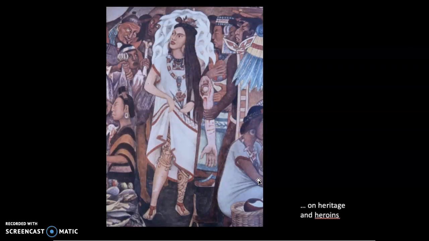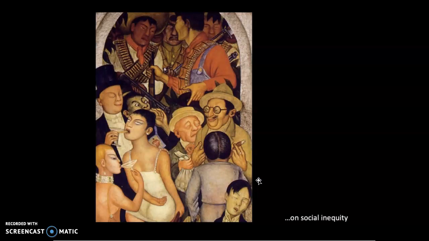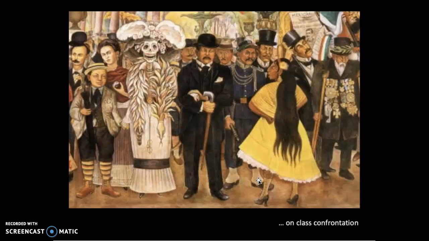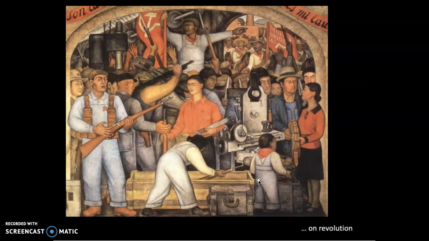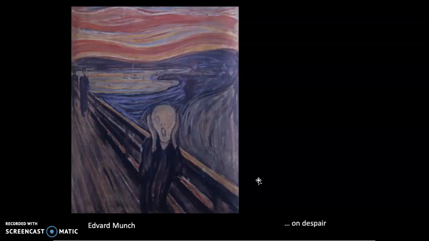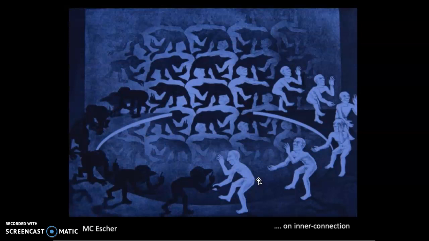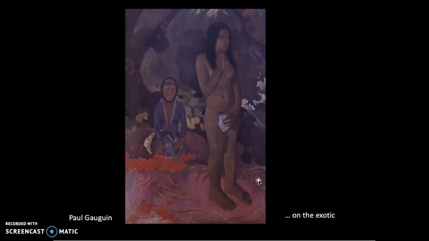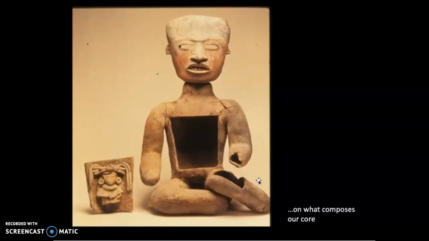And the topics are things like heritage and heroism, or social inequities, right? Or class confrontation, or revolution. And these are all topics that both Frida and Diego were very much a part of in their lives. But there are all sorts of other topics. I mean, that's from the 1930s and very specific, right? You can also think about other things that are more universal, like Edvard Munch on despair, or interconnections, here M.C. Escher, or The Exotic with Paul Gauguin, or on what composes our core.